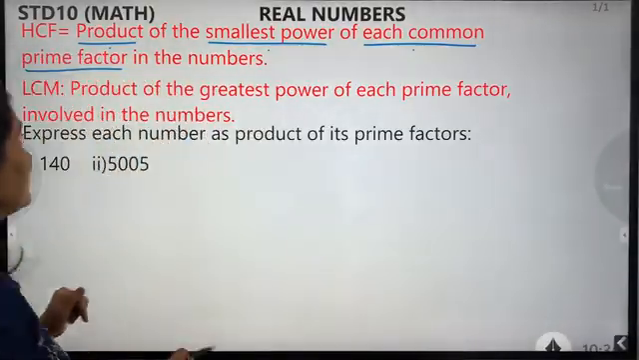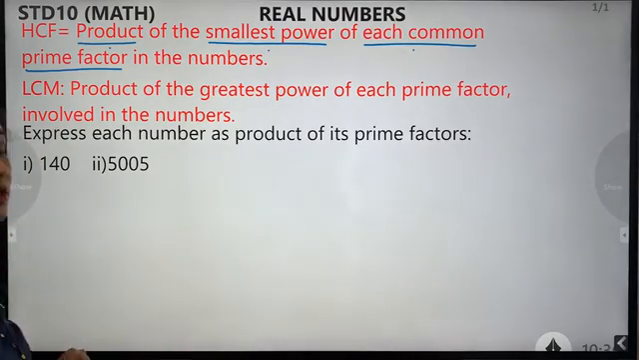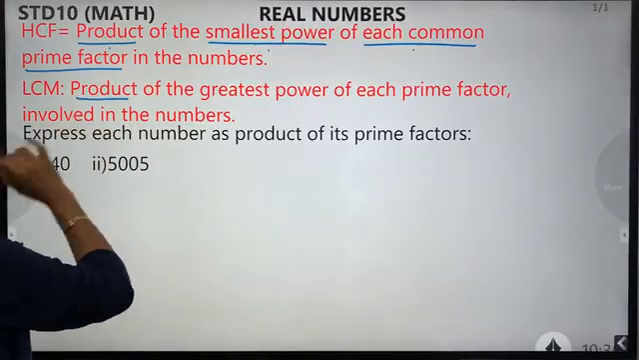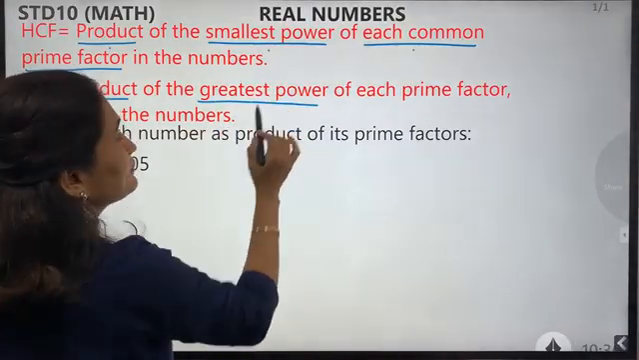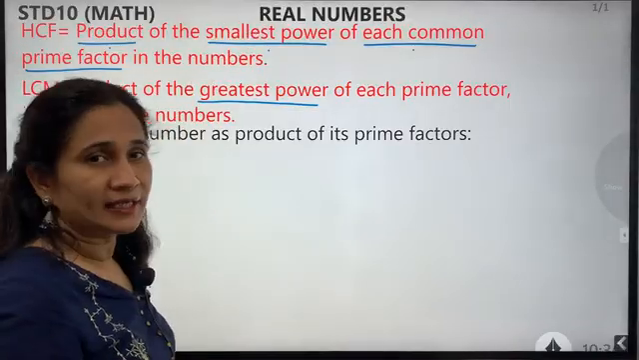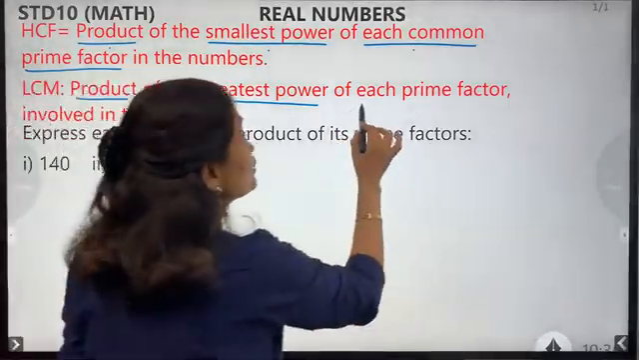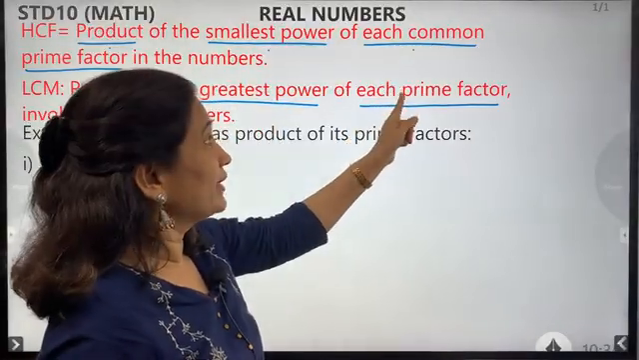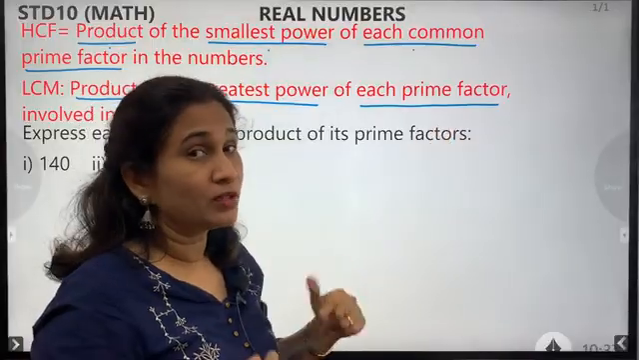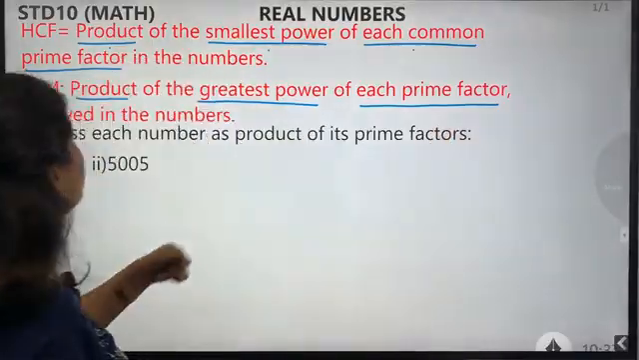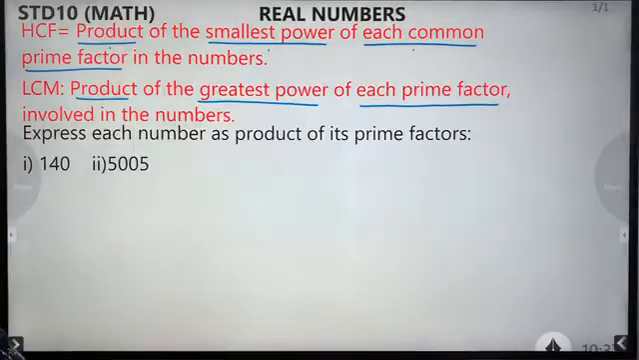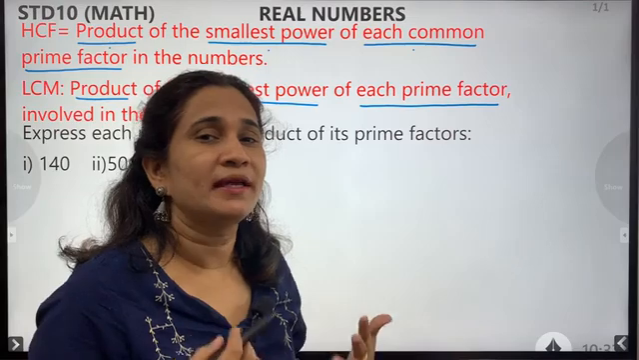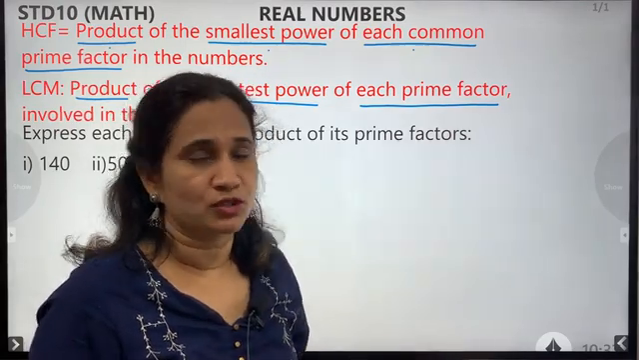Now once you have prime factorized, suppose you have to find LCM, that is the lowest common multiple. What are you going to see? You are going to do the product of the greatest power. See the difference children, here it was smallest power, here it is the greatest power of each prime number. Now here it was each common prime factor, whereas here it is each prime factor. So all the prime factors you are going to take, but they should be with the greatest power only involved in the numbers. So that is how you find LCM and HCF of given 2 or 3 positive integers.